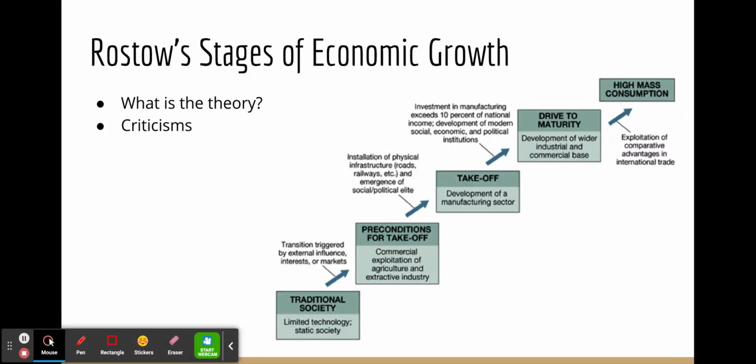All right, so that takes us to the next theory, which is Wallerstein. We've talked about him before, so I'll be back with you shortly to pick up on Wallerstein.